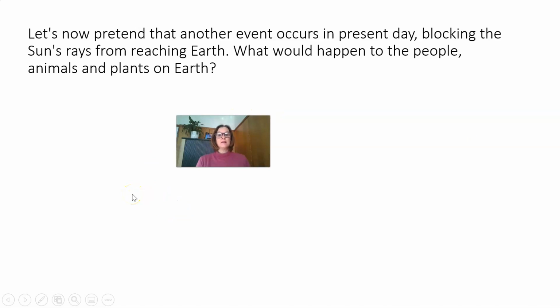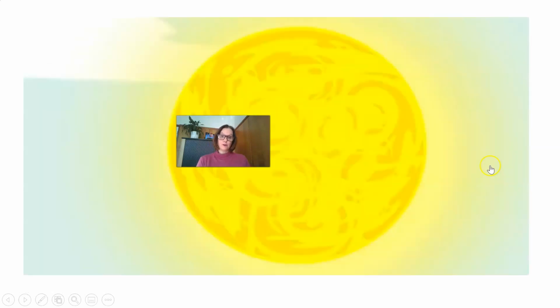So let's now pretend that another event occurs in present day, blocking the sun's rays from reaching Earth. What would happen to the people, animals, and plants on Earth?